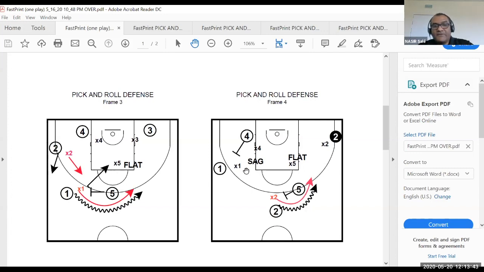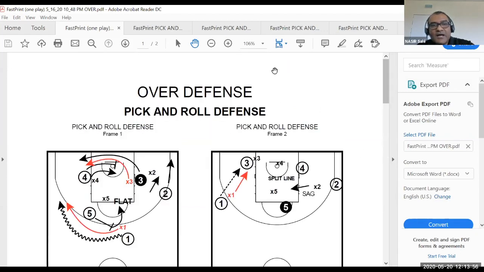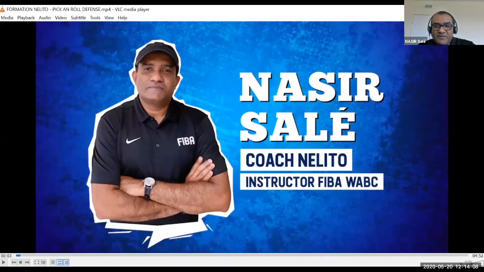And now we have the 1, X1, in the sag position, and the 4 is the same, and the 5 is the same again in the flat position. And now we will show some videos about the use of the over defense.